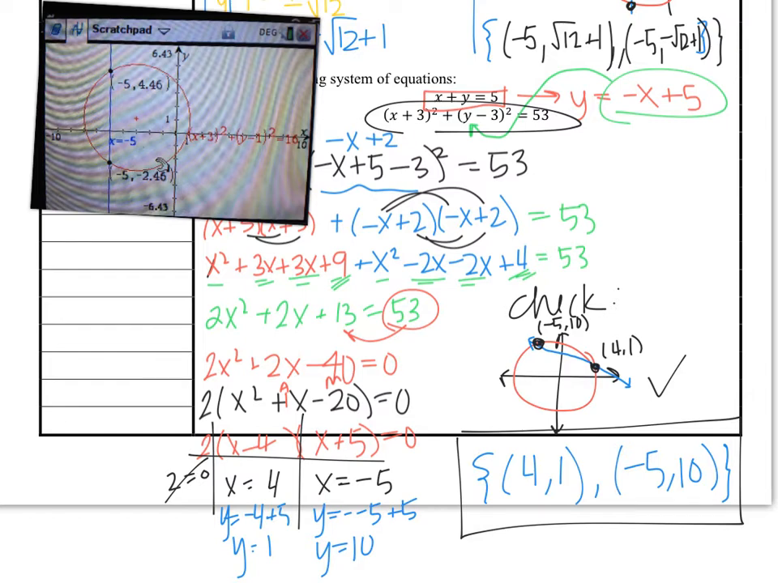Alright, so my check in the calculator showed that they crossed at (4, 1) and (negative 5, 10), so I boxed in my answer because I did not have to reject any values. Flip it over to the next page and we'll see one more example.